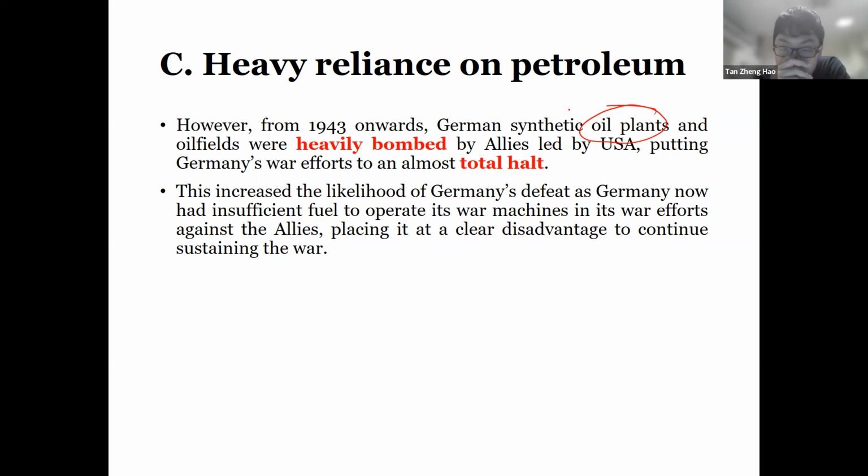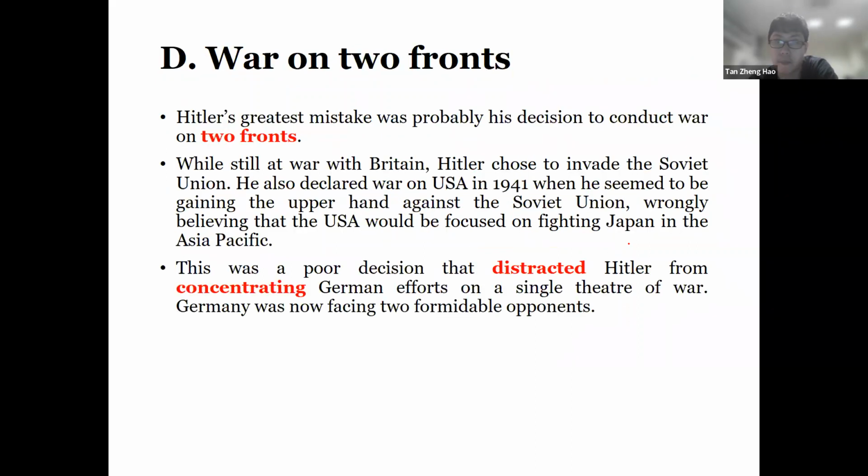So it increased Germany's likelihood of defeat as they had insufficient fuel. With insufficient fuel, why will it lead to defeat? Because you cannot operate your war machine. Your war efforts get hindered because you are at a clear disadvantage. You cannot fight a war without oil. You can't fight a war if your tanks cannot move, your vehicles cannot move. You cannot fight a war if you don't have oil or power to supply your factories to manufacture weapons. So it's very important.